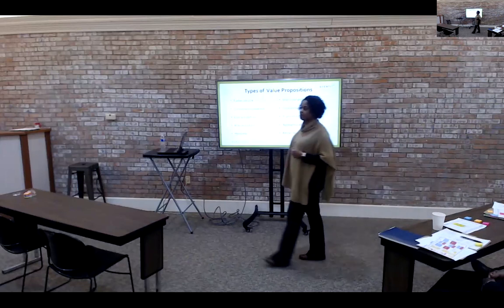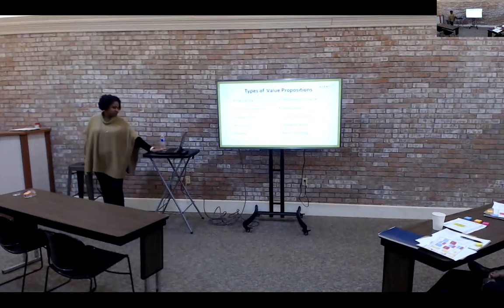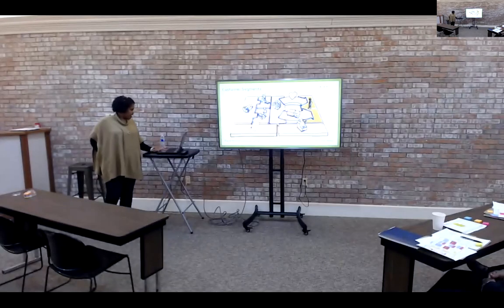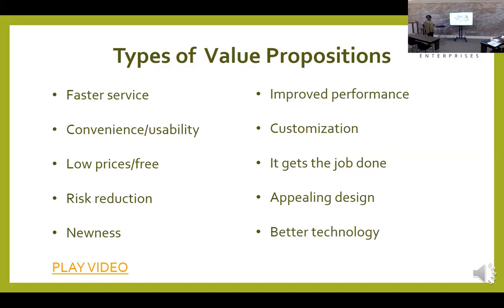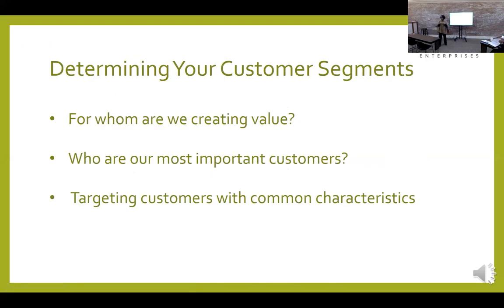So we're going to go ahead and move on to our next element on the business model canvas, and that will be customer segment. So we're jumping all the way to the right-hand side of the canvas. Your customer segments, simply put, are the groups of people that are going to pay you money. The way to figure that out is by asking yourself a few questions. For the value propositions that you've identified, who wants that value? For whom are you creating value?